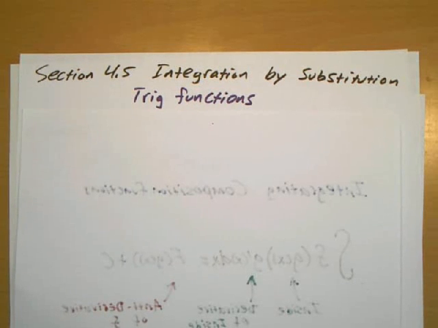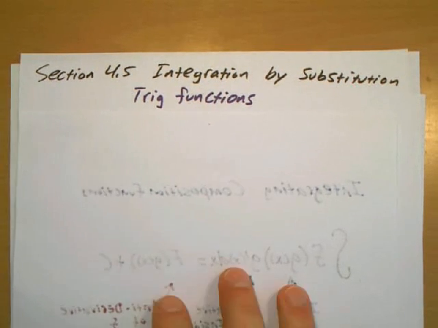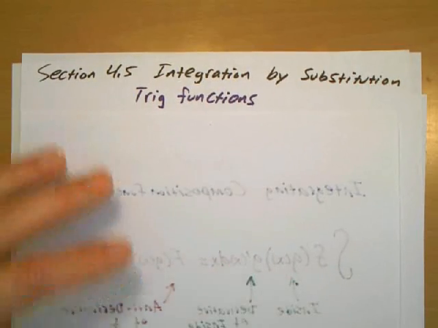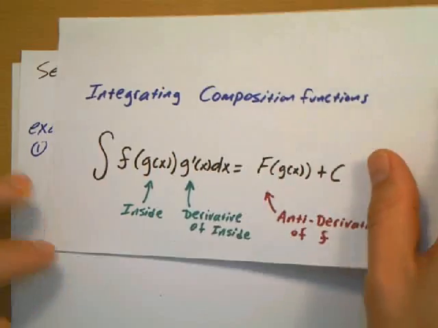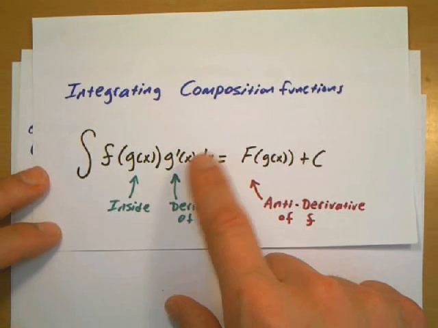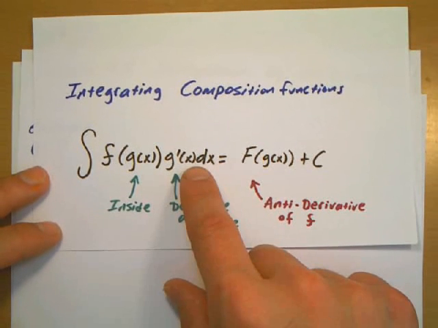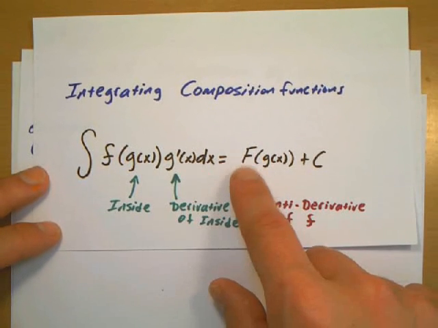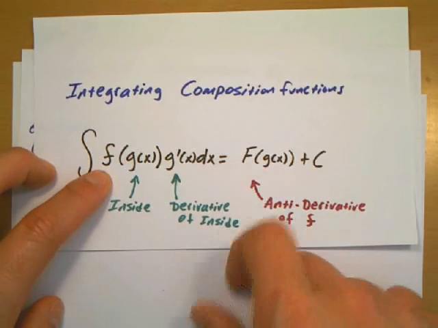This is 4.5, integration by substitution, and I'll go over some examples dealing with trig functions. So the general pattern is I want to identify what the inside function is, make sure the derivative of the inside is there, and then find the antiderivative of the outermost function.